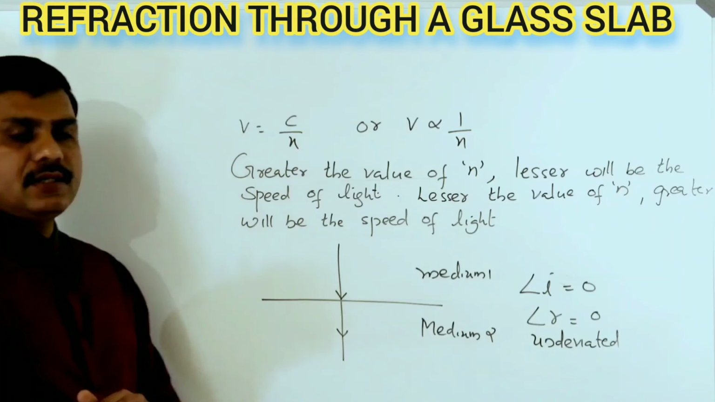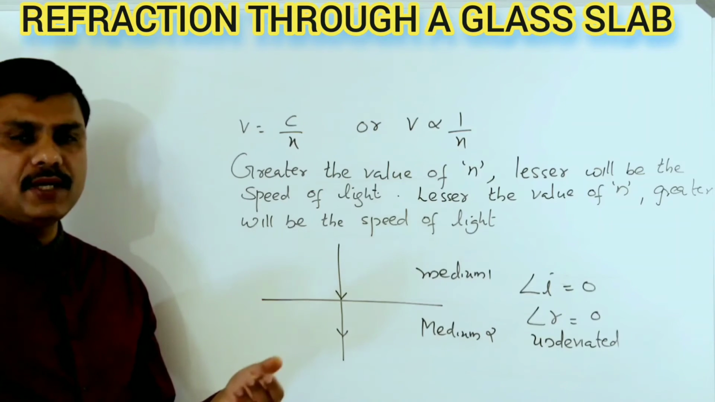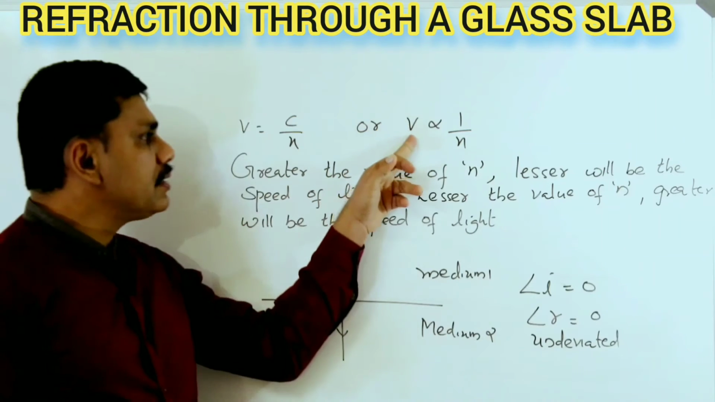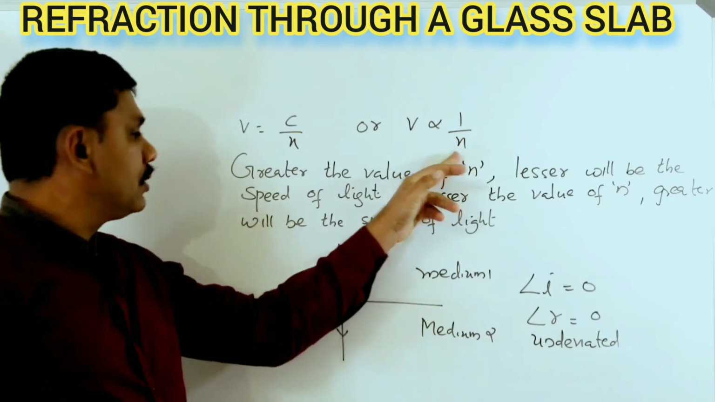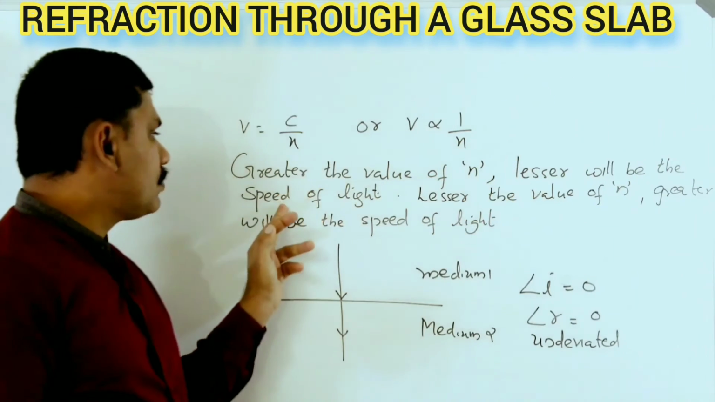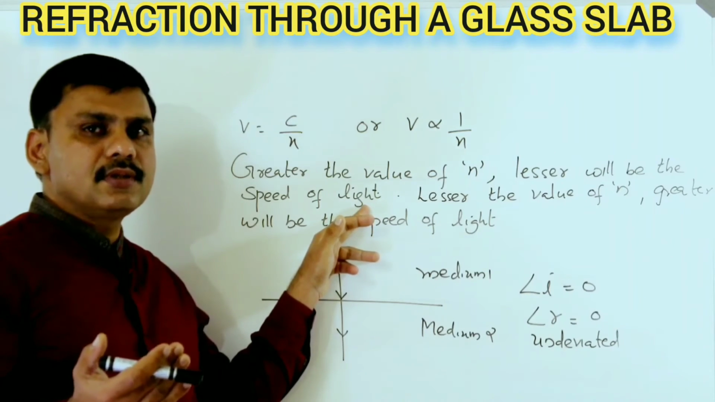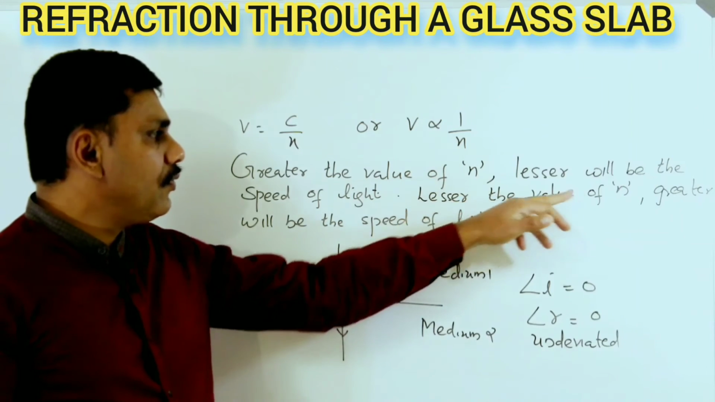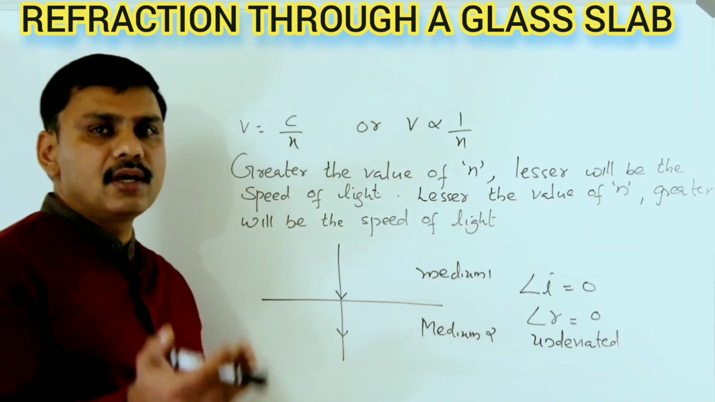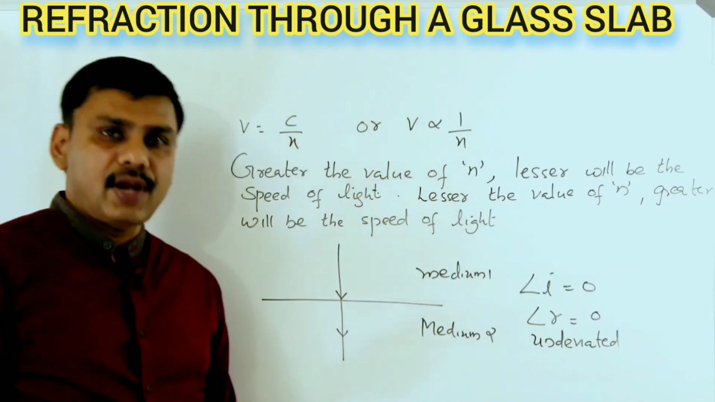V equals C by n. C is the speed of light in vacuum or air. The speed of light in vacuum is 3 multiplied by 10 to the power 8 meters per second. Or V is inversely proportional to refractive index. The greater the value of refractive index, the lesser the speed of light, and the medium becomes denser. The lesser the value of refractive index, the greater the speed of light, and the medium becomes rarer.